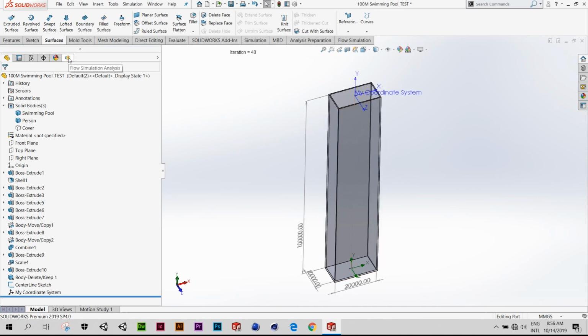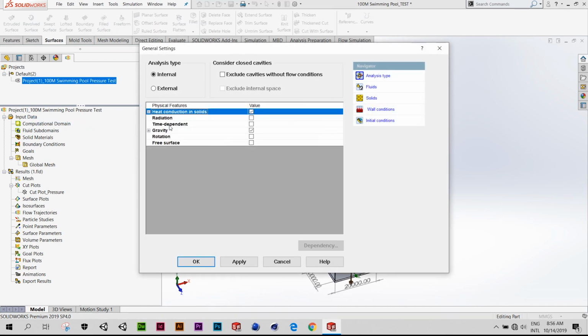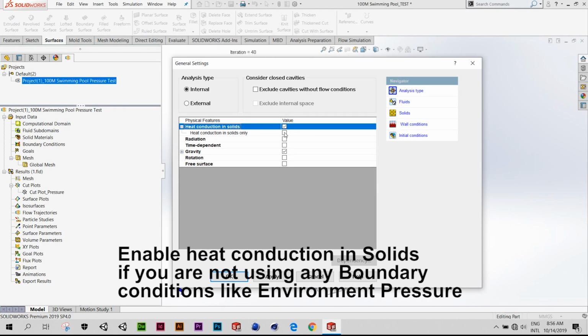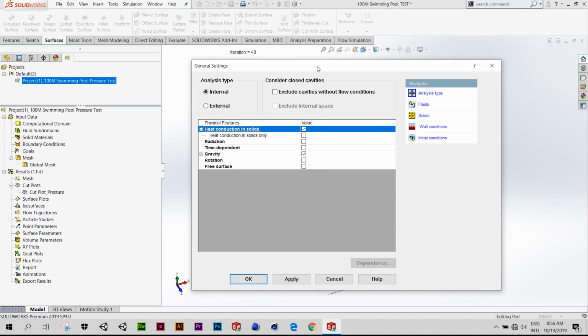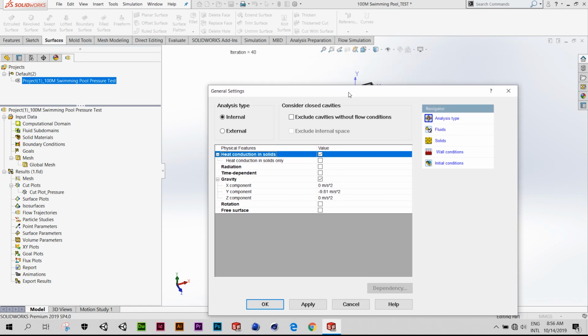And now, I already made a flow simulation project. This is the project, and as you can see, I will open general settings. This is an internal study, and you need to check heat conduction in solids if you are working with water alone, if you're not using multi-phase, or an admixture, or two gases or two substances in one study. You need to enable the heat conduction for this to run. And also use gravity, as always, in the negative y direction, with 9.81 meters per second squared.